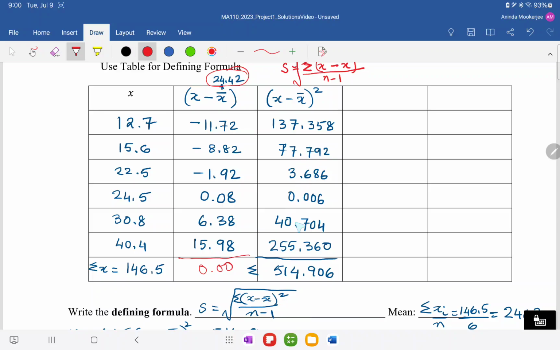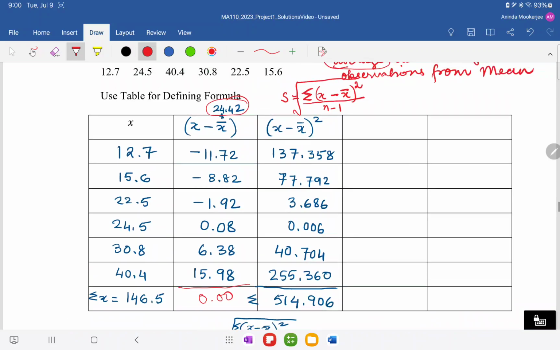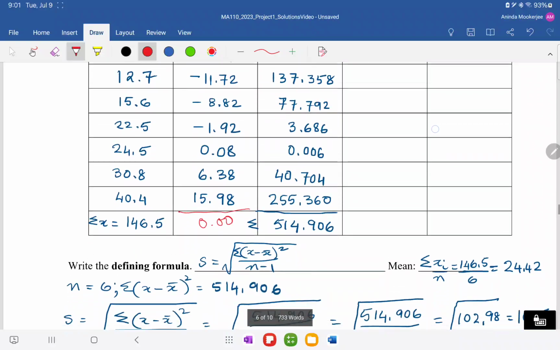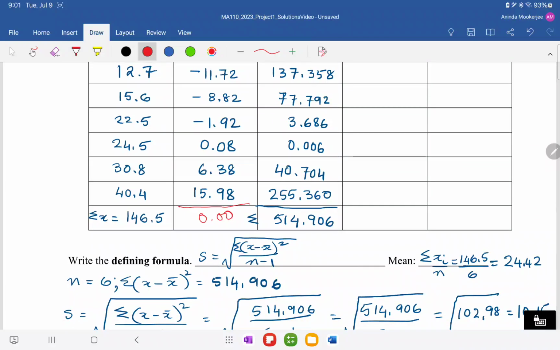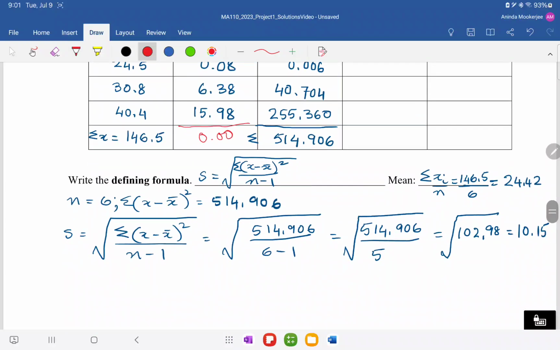All right, so we've squared all these values in the second column and come up with these values in the third column, and then you go ahead and sum them up, which gave us 514.906. Right, so this 514.906 is what should go in the numerator of this expression. Sigma x minus x bar squared is the numerator, and then you divide it by n minus 1. So n is 6, so 6 minus 1.